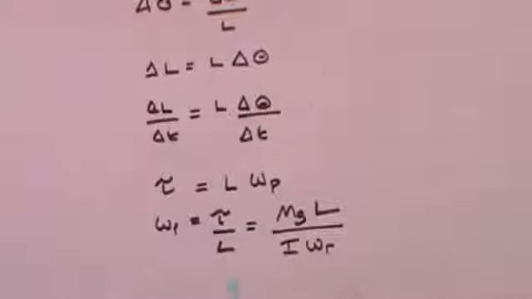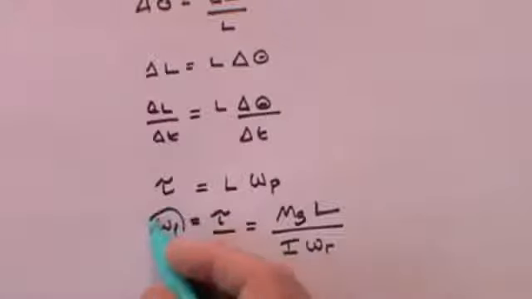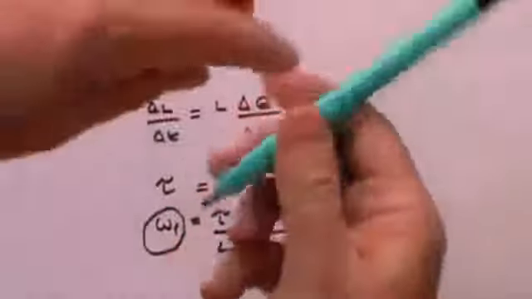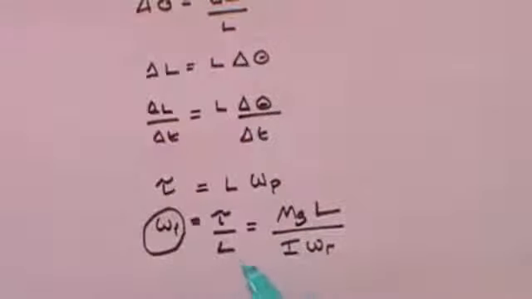And so you get that omega p, which is the speed with which the whole thing simply rotates, is equal to tau divided by L, which is mgl over I omega. If g is of course a constant, and all these things are constant apart from mass, you can see that the precession frequency will change as the mass changes. So if you have a heavier wheel, it will rotate much faster than if you have a wheel of less mass.